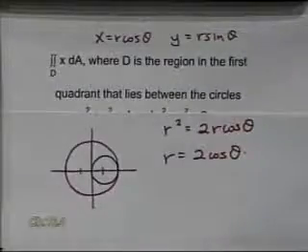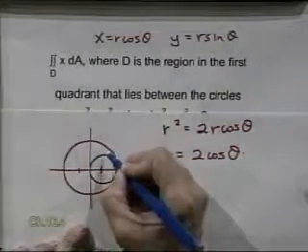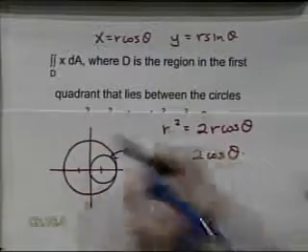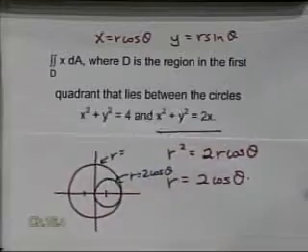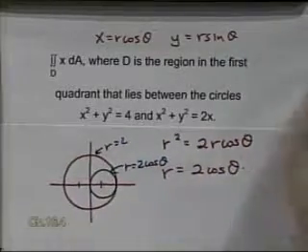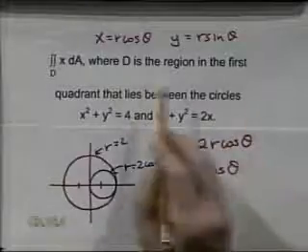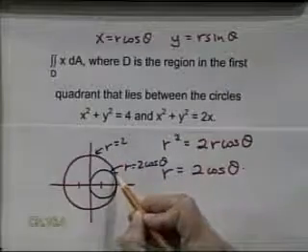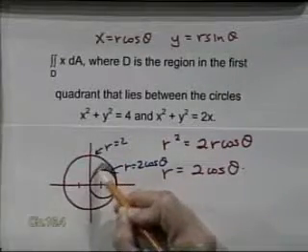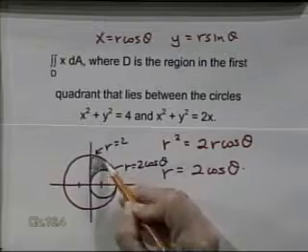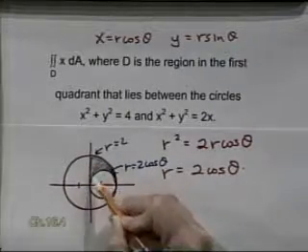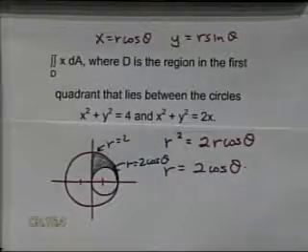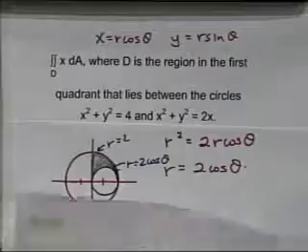Okay? All right. So this right here is r equals 2 cosine theta, and this one is r equals 2. Now, let's read what it says for the region. I got my 2 borders. D is the region in the first quadrant, so we're just in the first quadrant, that lies between the circles. We're talking about this region right here. Again, it's no problem if you have something in polar form to put it in the calculator to visualize what it looks like.